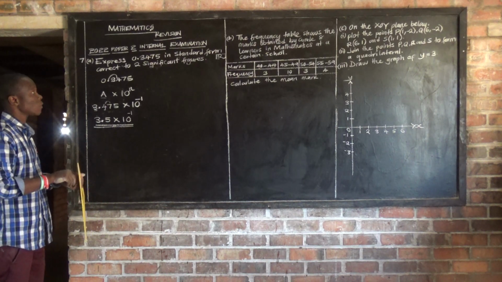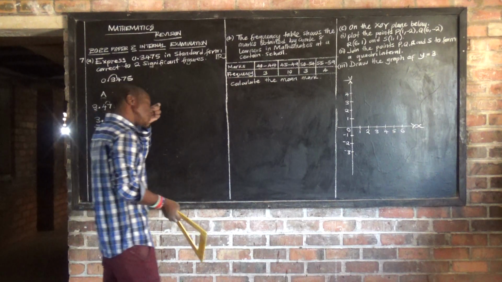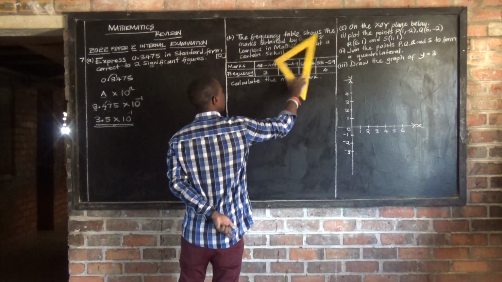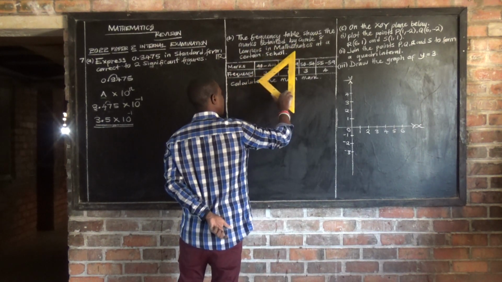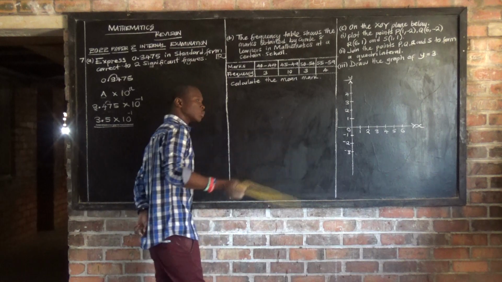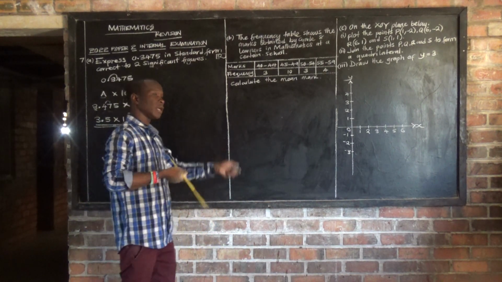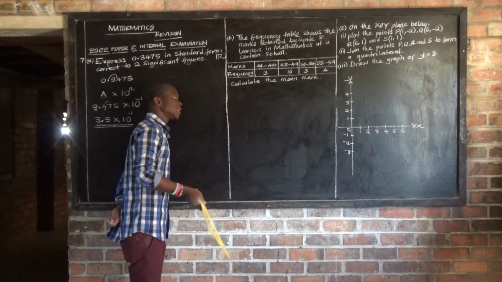Very good. Now, let us look at a question on statistics. Okay? It's saying the frequency table shows the marks obtained by grade 8 learners in mathematics at a certain school. So this table is showing the marks obtained by what? Grade 8 what? Learners in mathematics at a certain school.